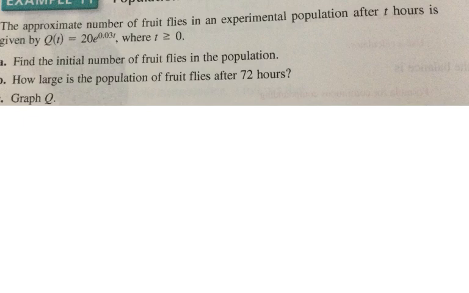Okay, so we used it there for radioactive decay. We've used it for compound interest. They also use this for population growth. So the approximate number of fruit flies in an experimental population after t hours is given by the formula Q of t equals 20 times e raised to the 0.03t, as long as time is greater than or equal to 0. So you can't have negative time. We want to find the initial number of fruit flies in the population. What they're wanting to know is, how many fruit flies did we start with? Well, at the beginning, what is time?